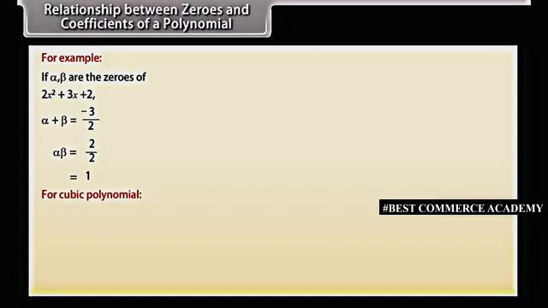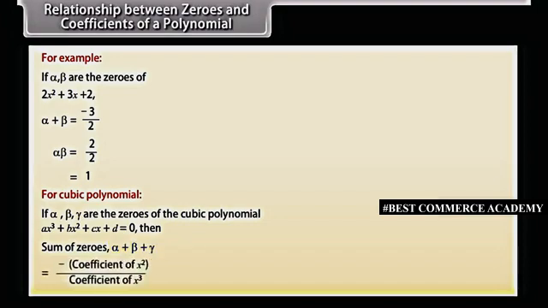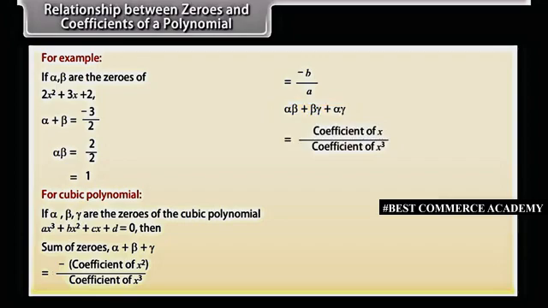For a cubic polynomial, if alpha, beta, gamma are the zeros of the cubic polynomial ax cube + bx square + cx + d = 0, then the sum of zeros, alpha + beta + gamma, is equal to minus coefficient of x square upon coefficient of x cube, which equals -b/a. Alpha beta + beta gamma + alpha gamma is equal to coefficient of x upon coefficient of x cube, which equals c/a.